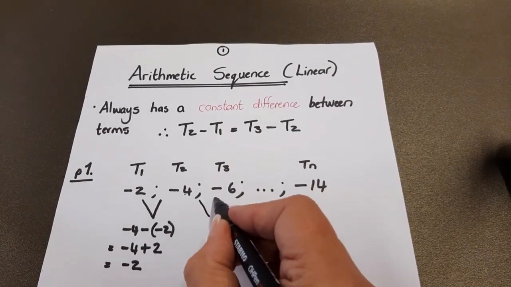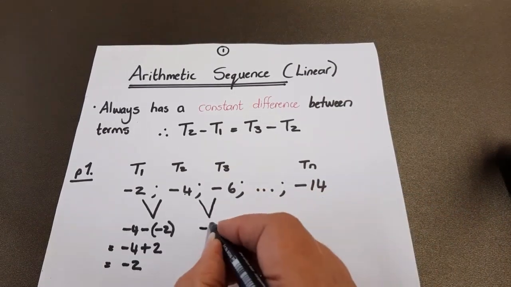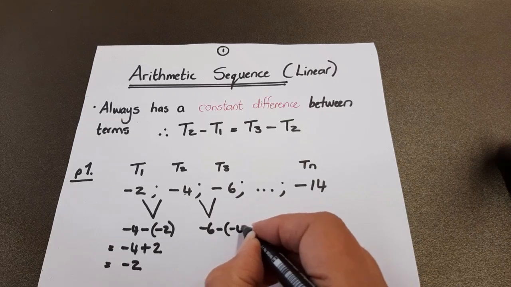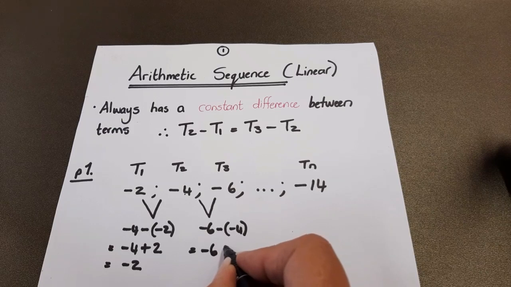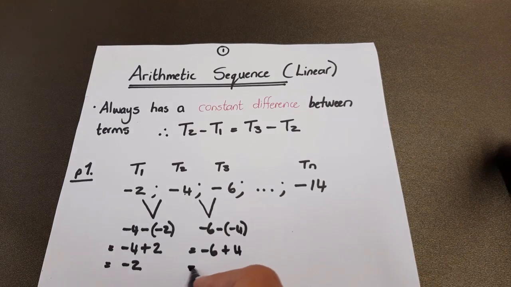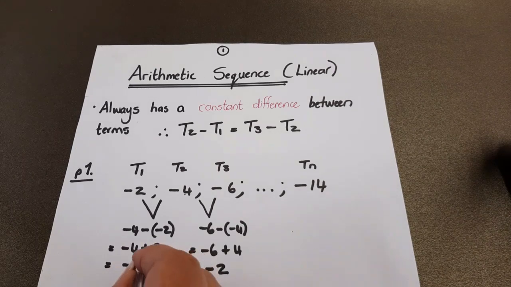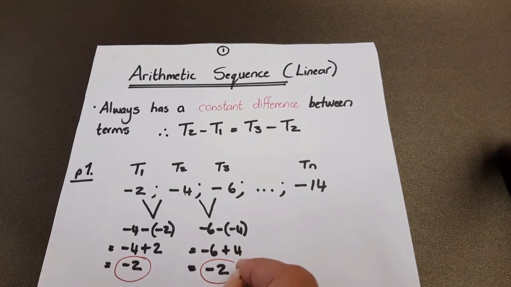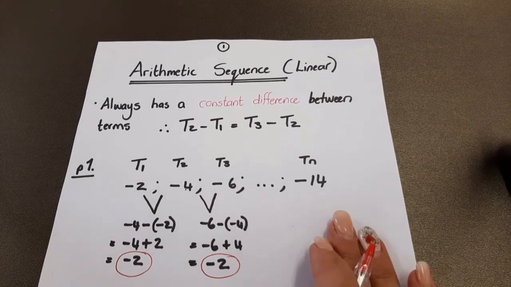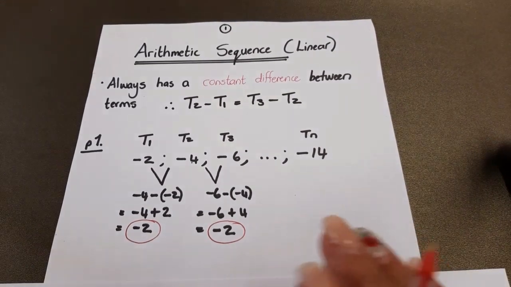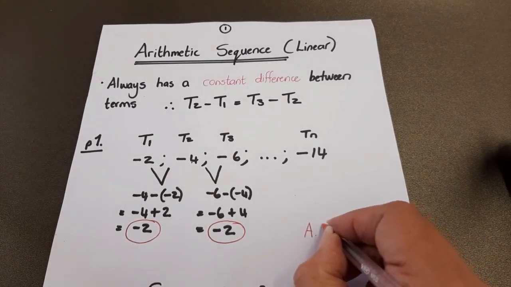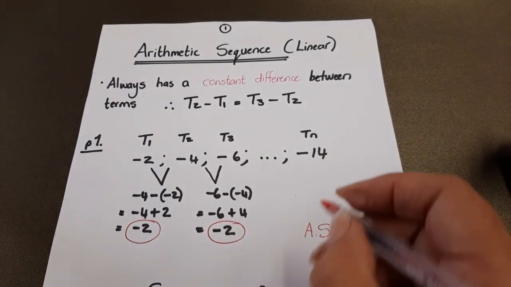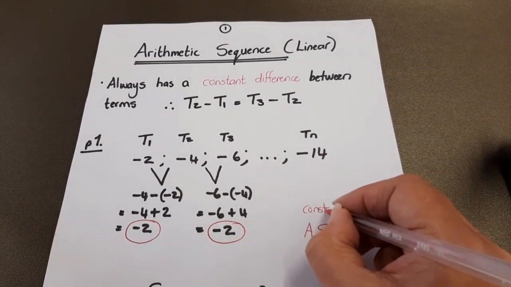If you look at the next difference, it will be -6 minus (-4). That gives you -6 plus 4, and you also get -2. If the difference between these terms has a constant value, that means the same value, we know that it is an arithmetic sequence because it has a constant difference.